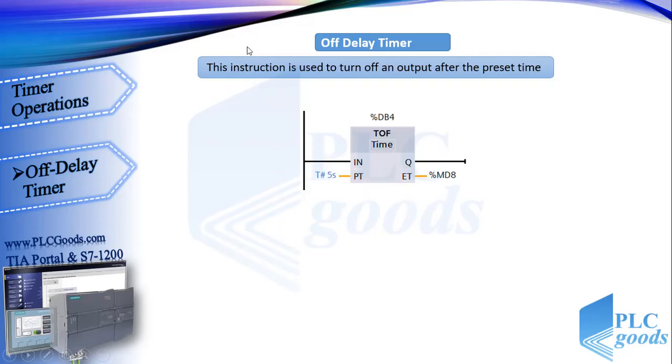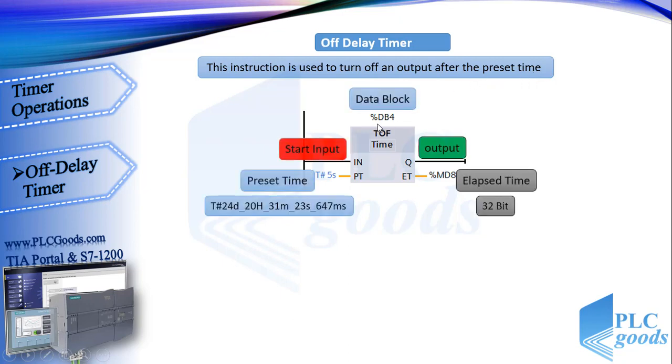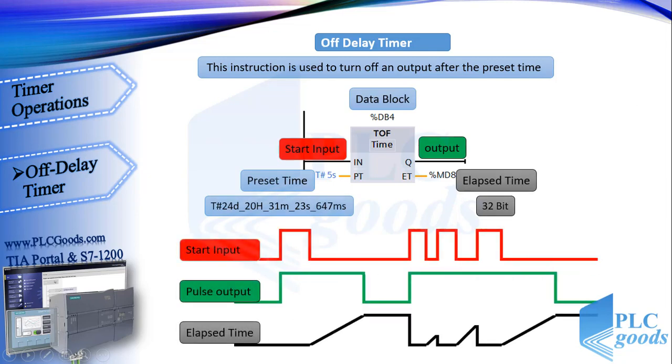Now, let's see another timer. Off delay timer. This instruction is used to turn off an output after the preset time. The symbol of this timer is like the previous. We can notice this timer with a small syntax TOF. Now see this diagram.